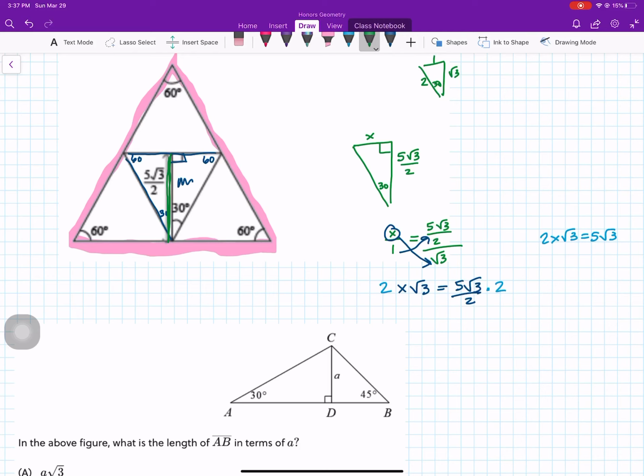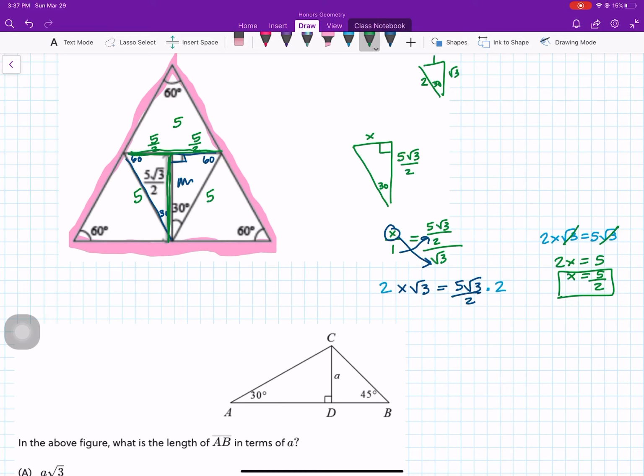Now I can divide by the root 3's, and they're just going to cancel each other out. So I have 2x equals 5, which means x equals 5 over 2. Which means this piece right here is 5 over 2. Which means this piece right here is also 5 over 2. Which means this whole piece is 5 over 2 plus 5 over 2, which is 5. Which means this is going to be 5, and this is going to be 5.